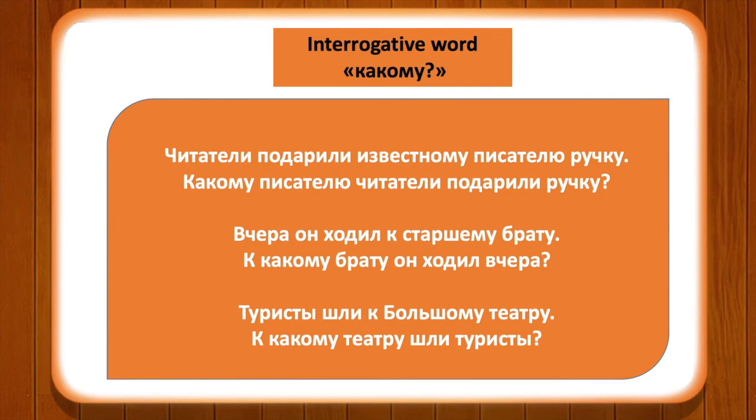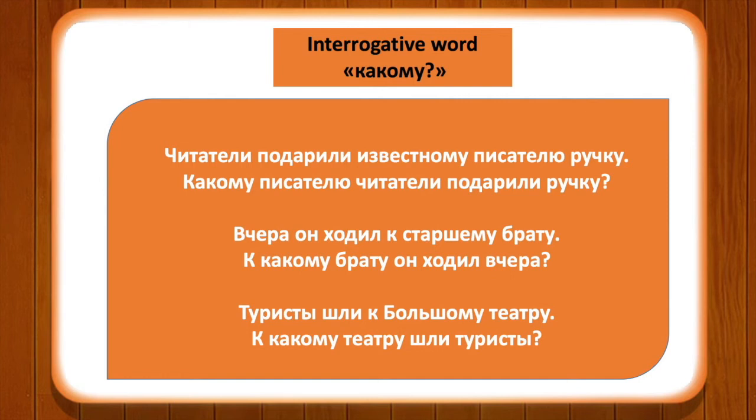Читатели подарили известному писателю ручку. So here the question as per the dative case would be какому писателю читатели подарили ручку. So какому is for известному. Какому писателю читатели подарили ручку? Читатели подарили известному писателю ручку. So известный писатель changes into известному писателю as per the rules of grammar for the dative case.